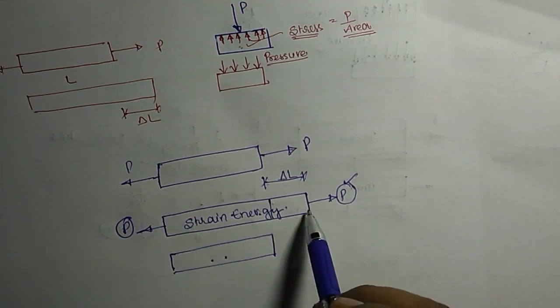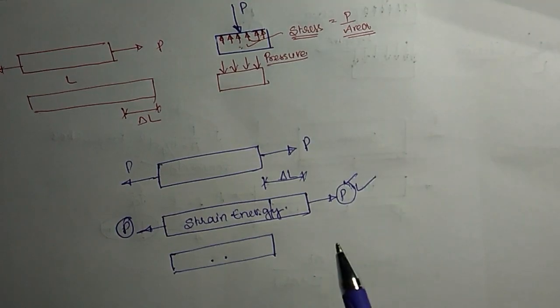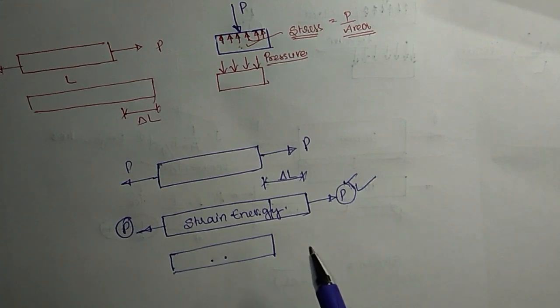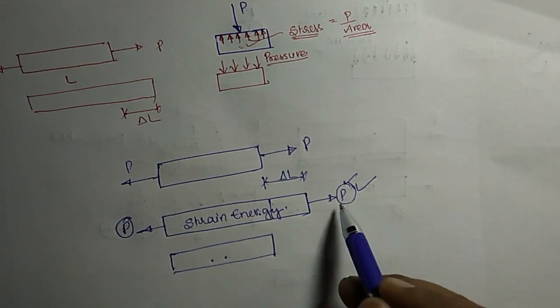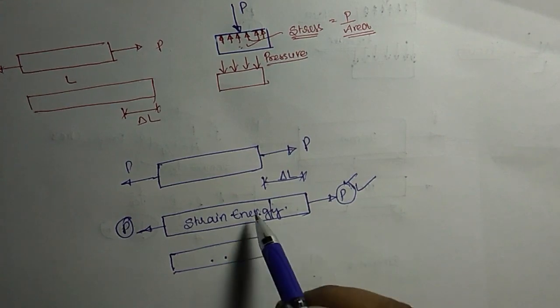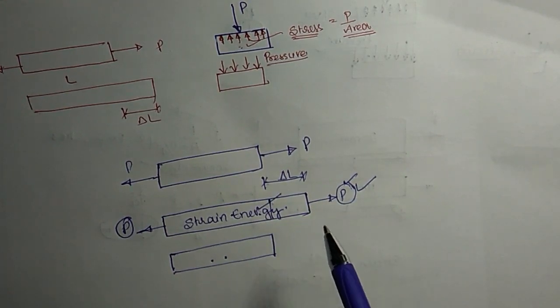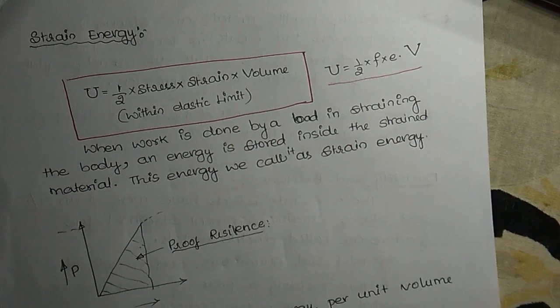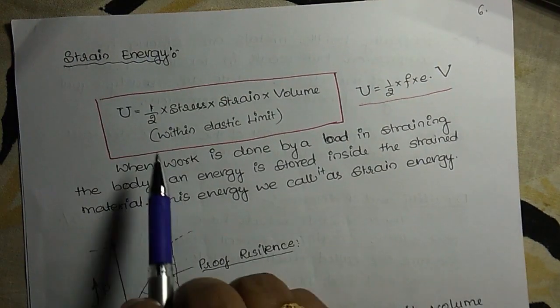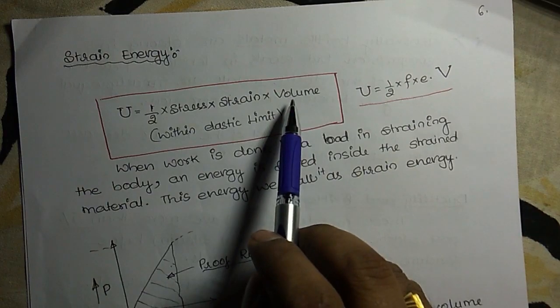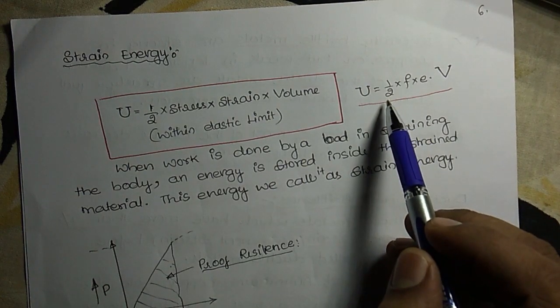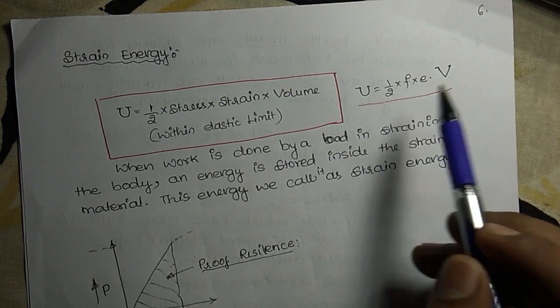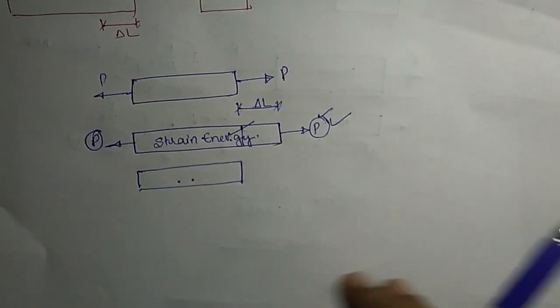Okay. If the applied load goes beyond the elastic limit, then this length will not regain its original shape and size, because the strain energy stored inside will be lost in the form of heat. So this we call strain energy. And how to calculate strain energy, already I have given you: it is half into stress into strain into volume. Okay, that we can get from the load diagram or a stress strain diagram.